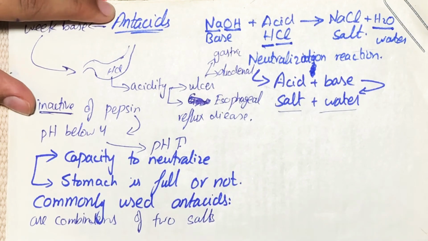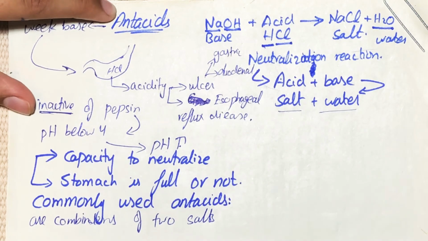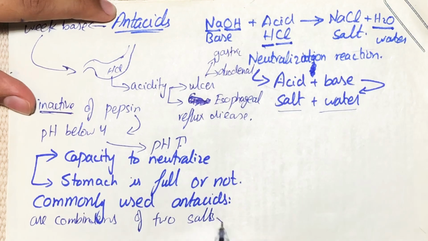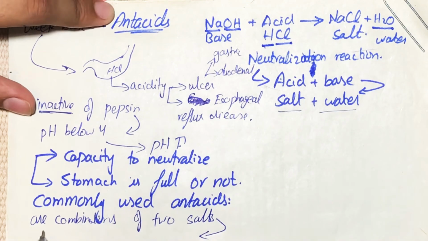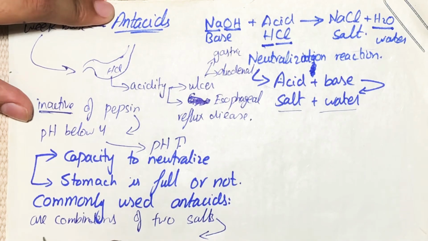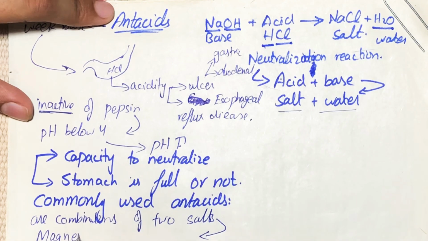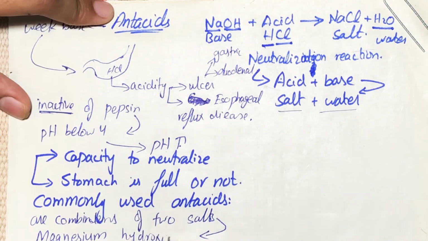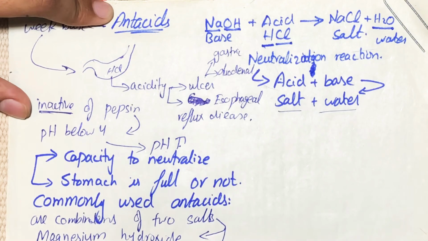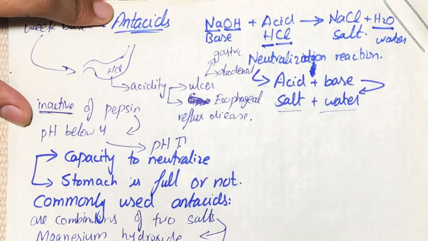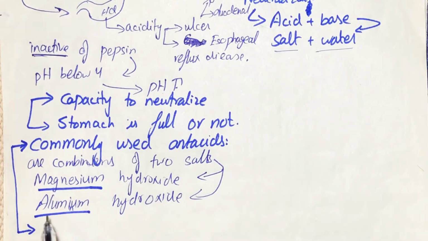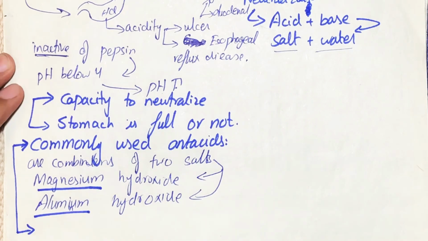When we are giving something in combination, it means there is some reason behind why we are giving it in combination, which we will learn later on. So in this case, which of the two salts are that we are giving in this combination? One of them is magnesium hydroxide and aluminium hydroxide. So magnesium hydroxide and aluminium hydroxide are most commonly used in combination as antacid.